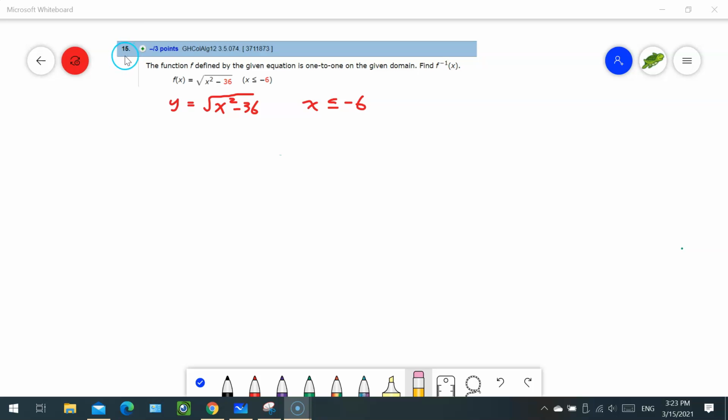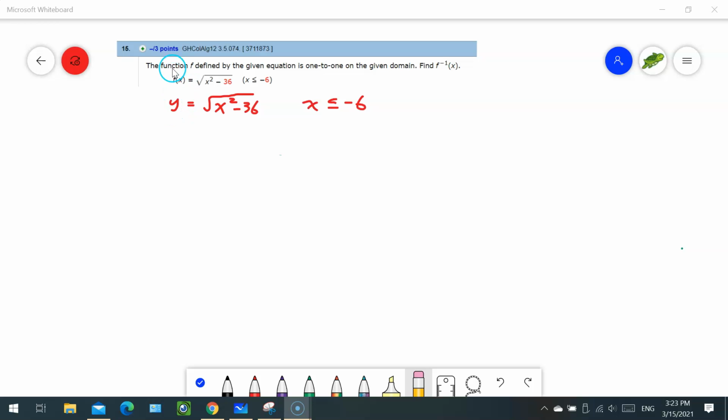This is number 15 on your section 3.5. The question asks you to find the inverse of the function f of x. So we use the step-by-step procedure to find the inverse of the function f of x.